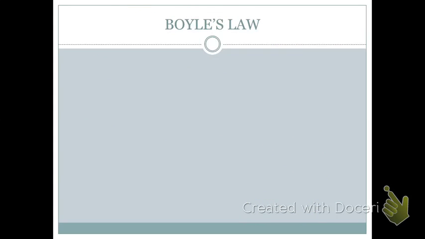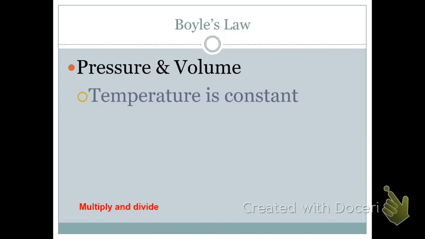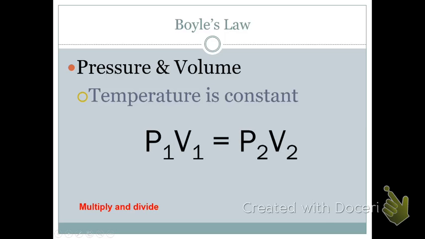Okay, today we're going to be looking at Boyle's law. Boyle's law looks at the condition of gas when it is under a pressure and a volume, but the temperature remains constant. So first thing we need to know is that pressure and volume in the formula for Boyle's is equal to P1V1, and that's the same as the P2V2.